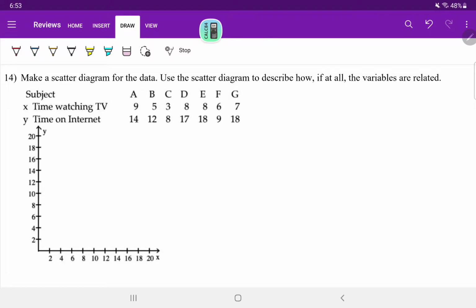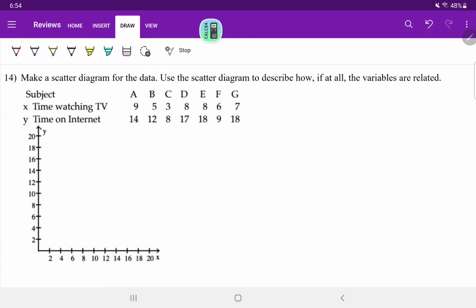Now, number 14 says, make a scatter diagram for the data. Use the scatter diagram to describe how, if at all, the variables are related. So we have 7 subjects, subject A through G. X is the independent variable, time watching television, and Y is the dependent variable, the time on the internet. And you want to see if there's some sort of relationship based on the scatter plot, which is known as the correlation coefficient. Now, we're not being asked to compute that. Just make the scatter plot and determine if there's a relationship.